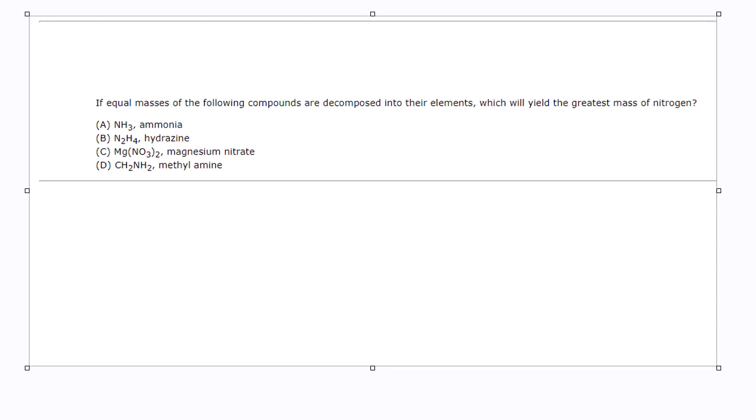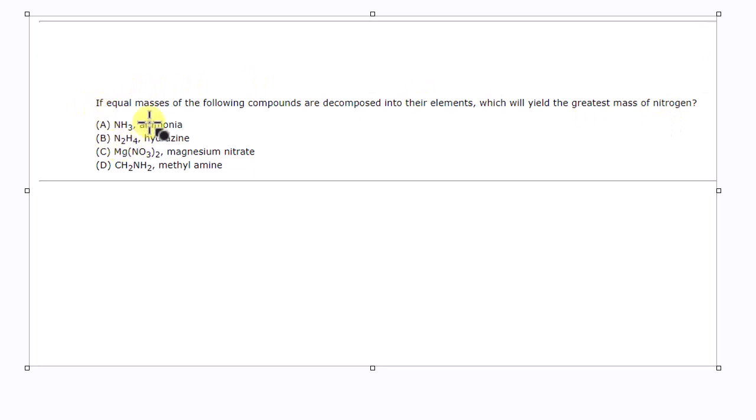Here's a typical AP Chemistry multiple choice question. It says if equal masses of the following compounds are decomposed into their elements, okay, take these characters and break them up into elements, which will yield the greatest mass of nitrogen?